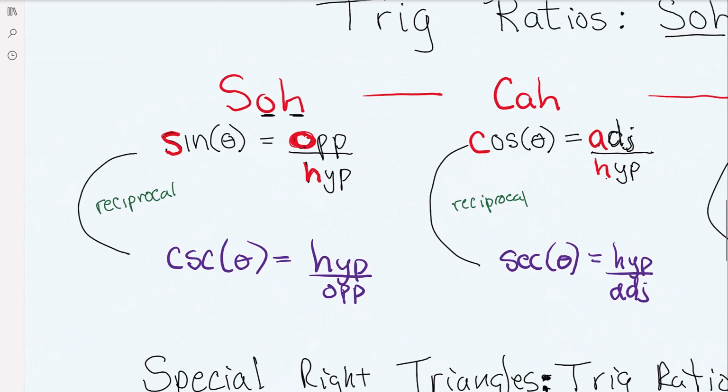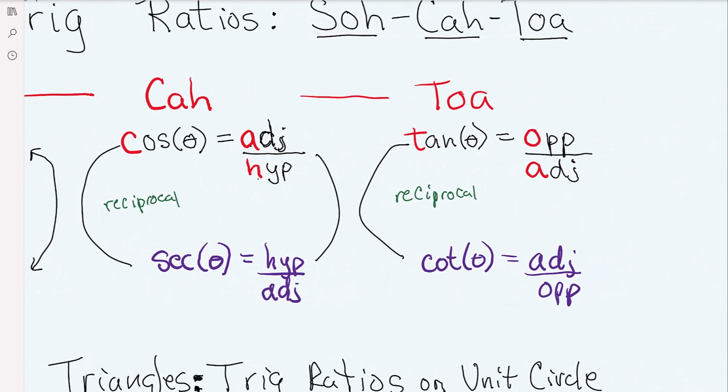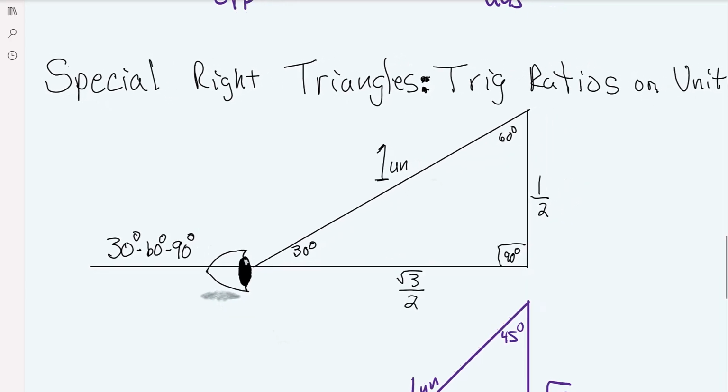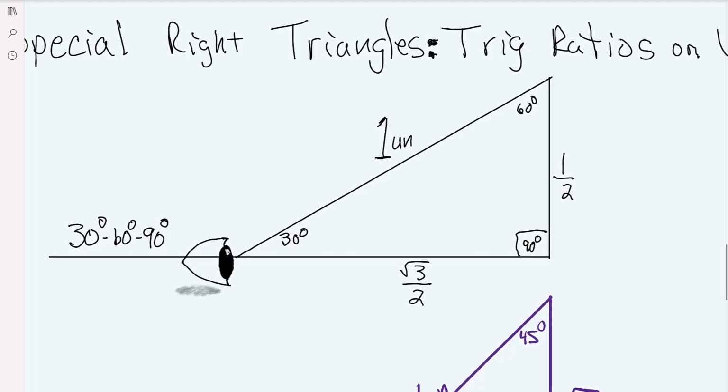And then the reciprocal of sine is called cosecant. If sine is opposite over hypotenuse, the reciprocal is hypotenuse over opposite. Adjacent over opposite, hypotenuse over adjacent, tangent to cotangent. Those ratios are reciprocals of each other. Okay, so that is what this all means. So right now we're going to focus on 30, 60, 90, or 45, 45, 90.